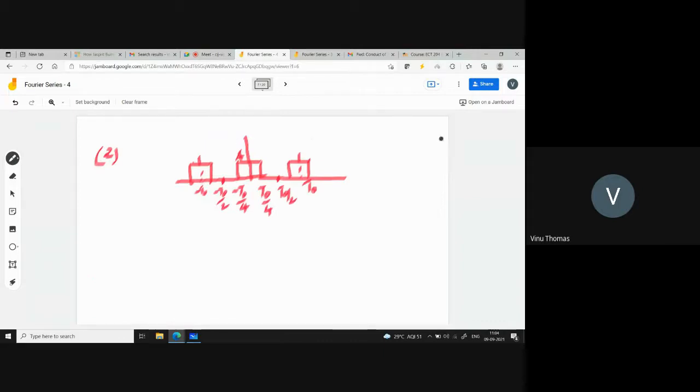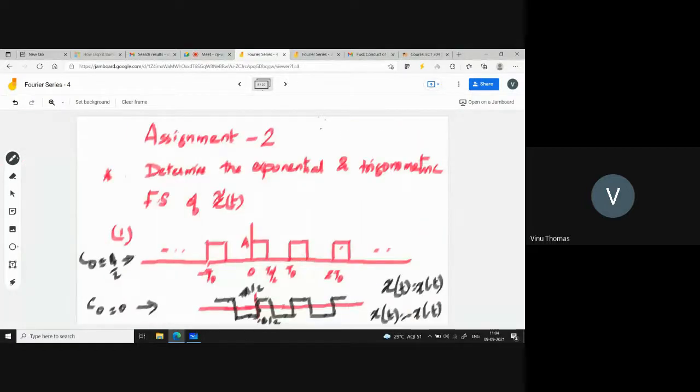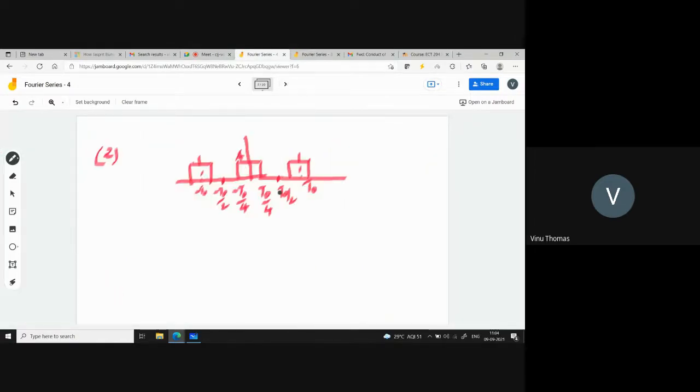Now this question you can work out by yourself. I have a waveform which is now even. The previous one is odd. Now if I add A by 2 to this, it will become this component. So you see that you will have only odd harmonics here. Now this is even. So this I want you to work out by yourself. I will not do this question in the class.